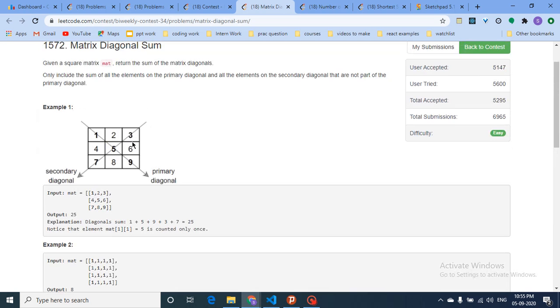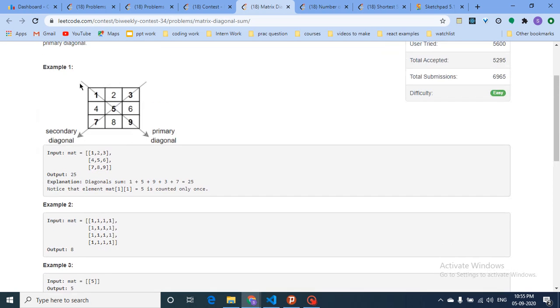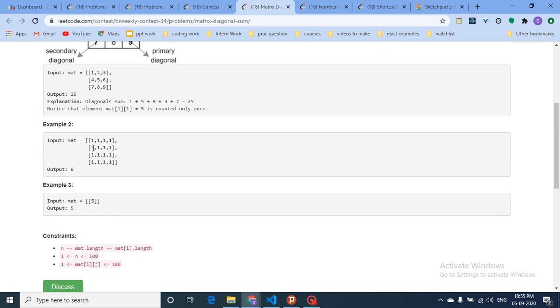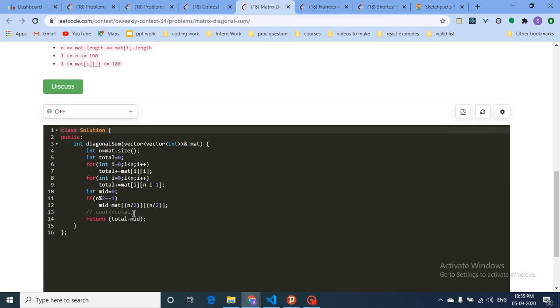But one more thing in this is, as you can see, if the length of this matrix is odd, then the middle element is double counted. But if it is even, as you can see, then it is not double counted, so that middle element is not there. So you also have to check that if the length of this matrix is odd, then you subtract the middle element from the total, because you have double counted. Else you don't subtract it, you just return the total. So that's the logic for the first question.